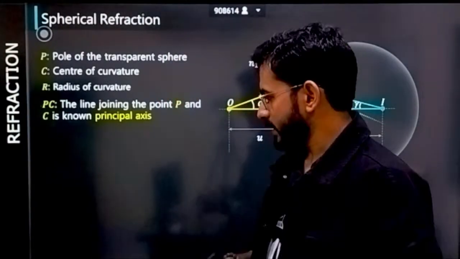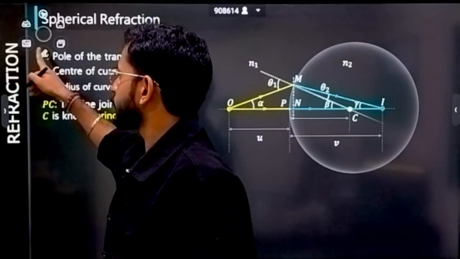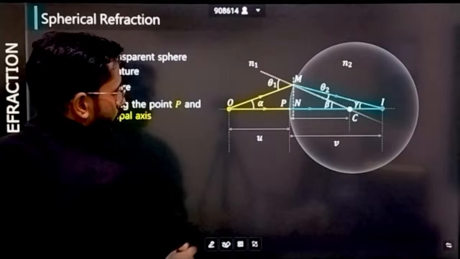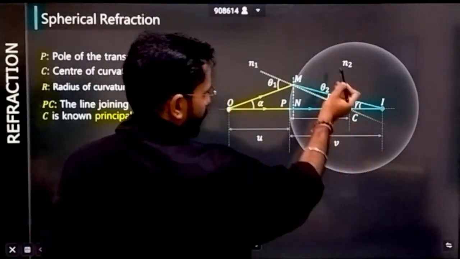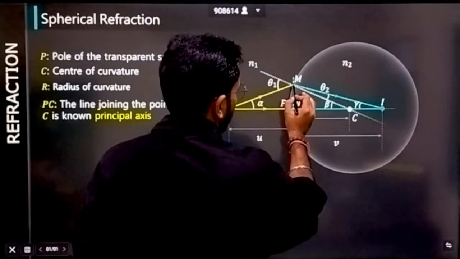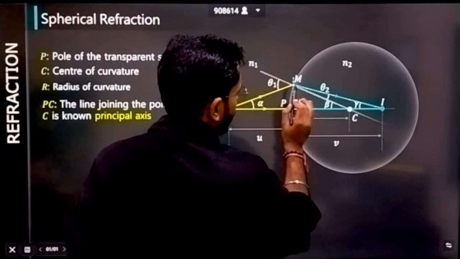Correct? So let's start. See how the derivation is going to be. That is important, that I have to tell you. See, let's suppose here is an object, and here is some spherical surface. Okay, one side is polished. That means what will be happening? Light will be coming here. A light ray will be coming here, and this will be the normal passing through the center of curvature.